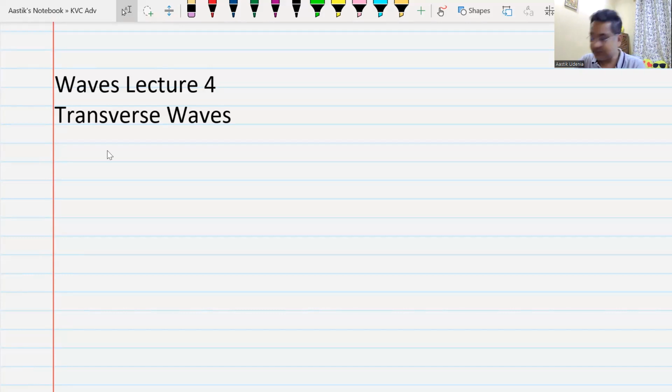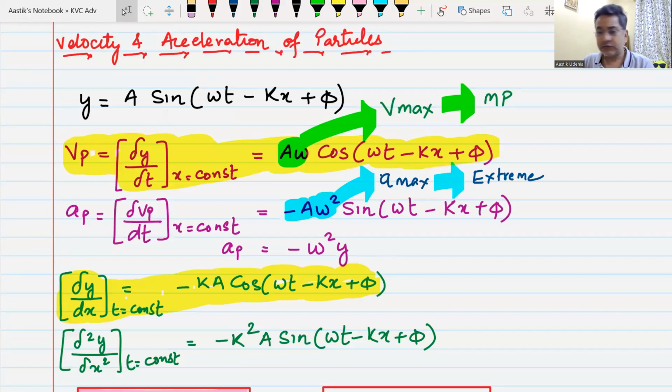This is waves lecture number 4, and we are dealing with the wave equation, whether it is a transverse wave or a longitudinal wave. The wave equation remains the same. In the previous class, we had started velocity and acceleration of the particle, and we had seen the relation between particle velocity and the wave velocity. Particle velocity is negative gradient of dy by dx, and it is Vp is minus V wave into del y by del x.